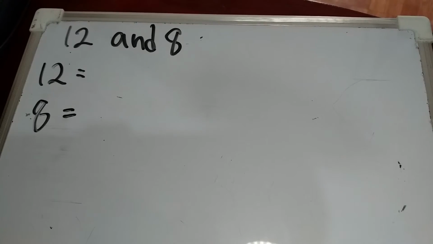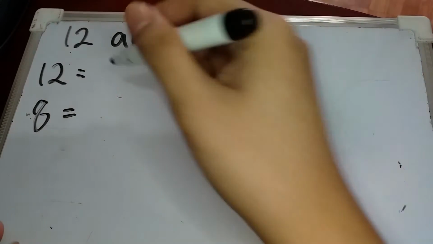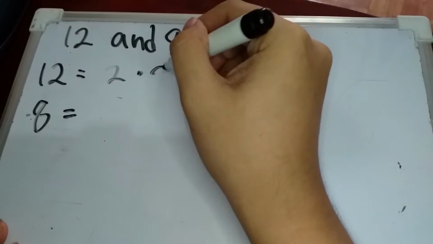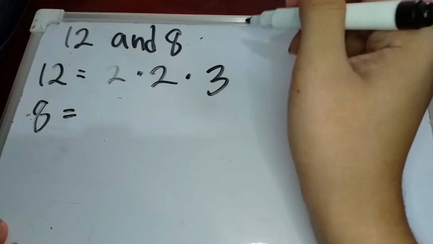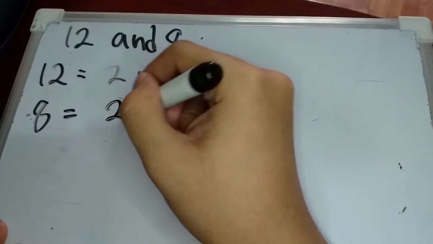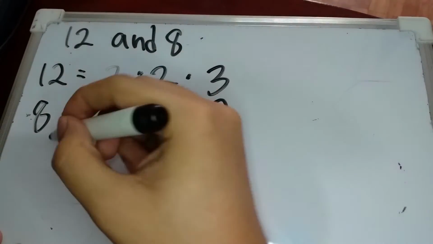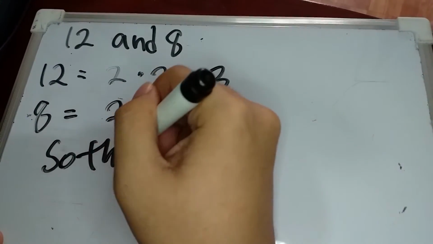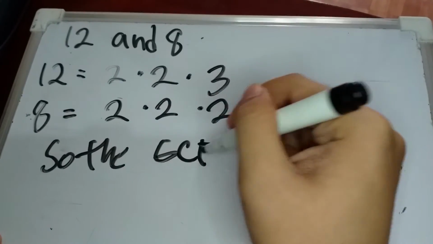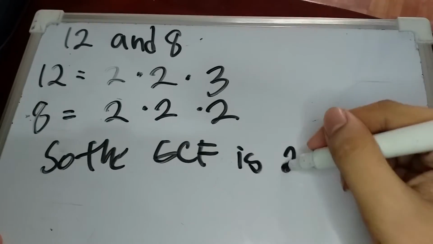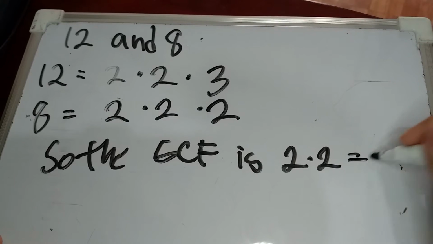First example is 12 and 8. 2 times 2 times 3 is equal to 12. 2 times 2 times 2 is equal to 8. So the GCF is 2 times 2 equals 4.